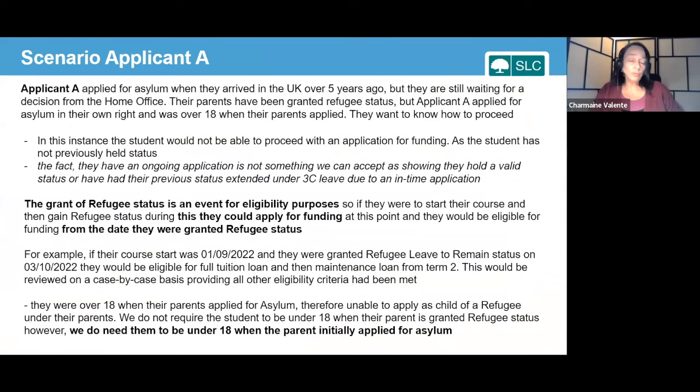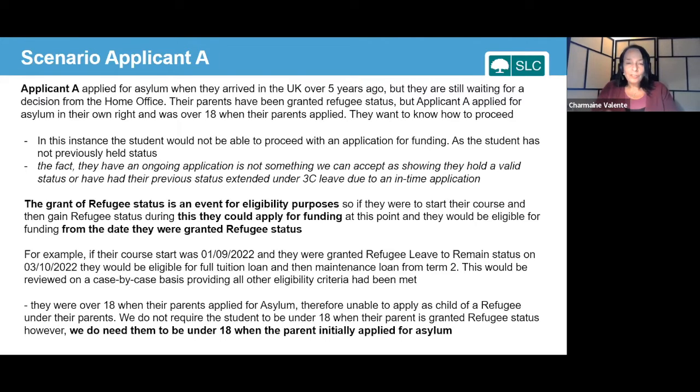Thank you. Well, I talked to you about the scenarios that Siobhan had given. So if I read through the beginning of this scenario: applicant A applied for asylum when they arrived in the UK over 5 years ago, but they're still waiting for a decision from the Home Office. Their parents have been granted refugee status, but applicant A applied for asylum in their own right as they were over the age of 18. They want to know how to proceed.